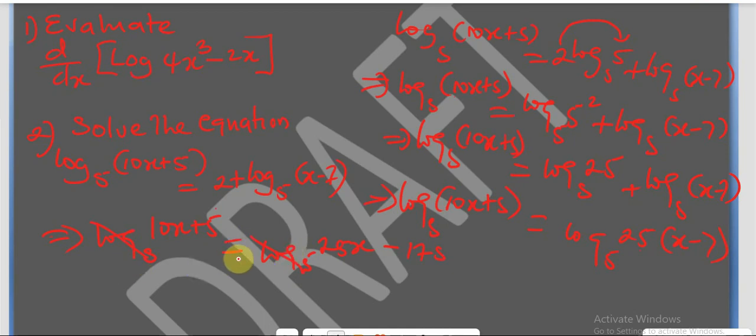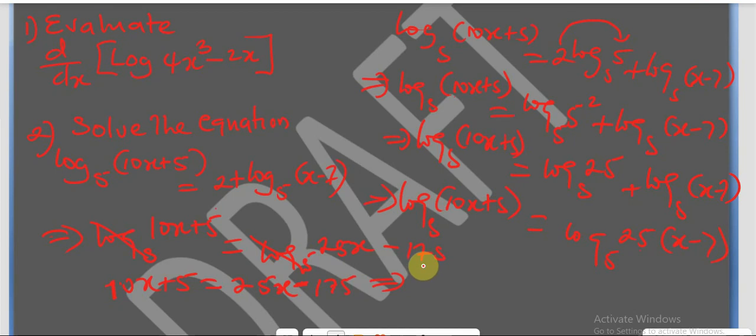You can see this log, we cancel out this log because they have the same base and there is an equal sign here. So I will now equate the arguments, and that is exactly a linear equation. So this is 10x plus 5 is equal to 25x minus 175. Since I have a linear equation, I'll collect like terms. I have 10x here, and this is 25x. They are like terms.